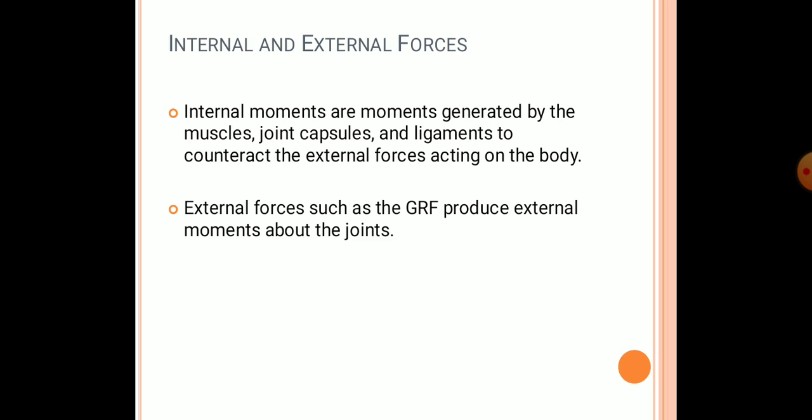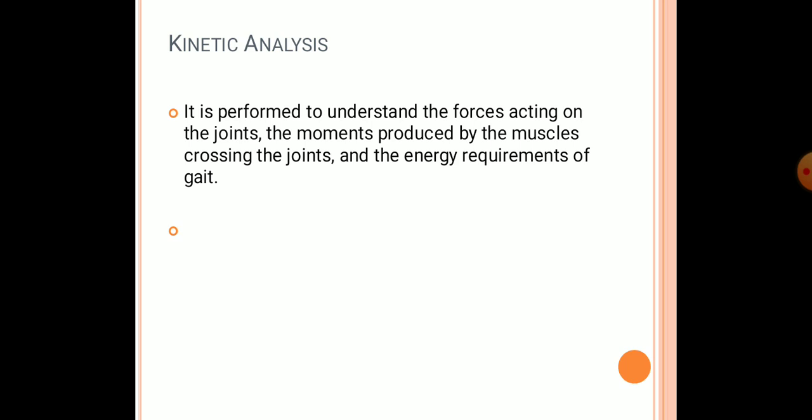Internal moments are moments which are mainly created by the muscles, joints, ligaments, and external are mainly by ground reaction forces and other things. So next we are going into kinetic analysis. That means how we can analyze these forces which are acting on a particular joint during the progression of the gait cycle. It is performed to understand the forces acting on the joint, the moments produced by the muscles which are crossing the joint, and the energy requirement of the gait.